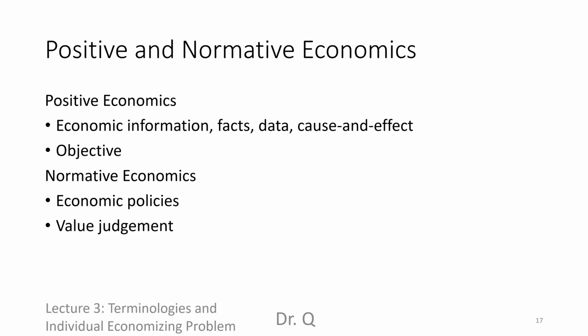In economic study, no matter micro or macro, economists gather information to make economic suggestions. The economic information, facts, data, and causal and effect relationships that take place in the real world are called positive economics. Positive economics focuses on objective facts. If it's sunny out there now, we say it's sunny. That is a positive statement and nobody will argue about it. There is no judgment. Positive economics is about what it is, not what it is supposed to be.